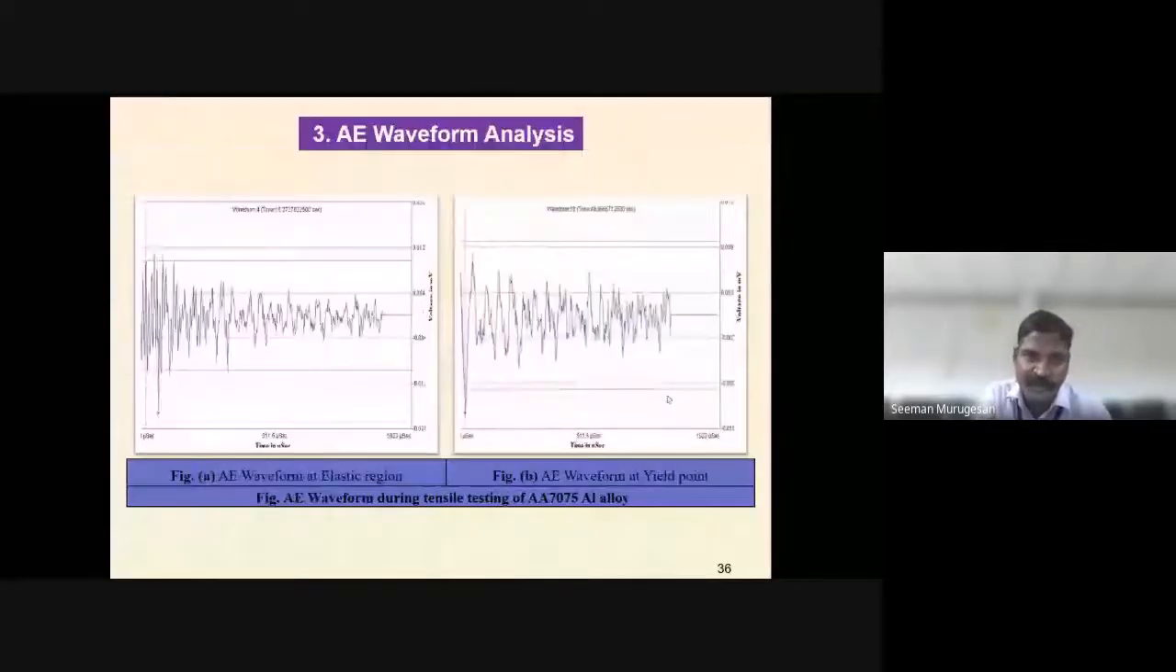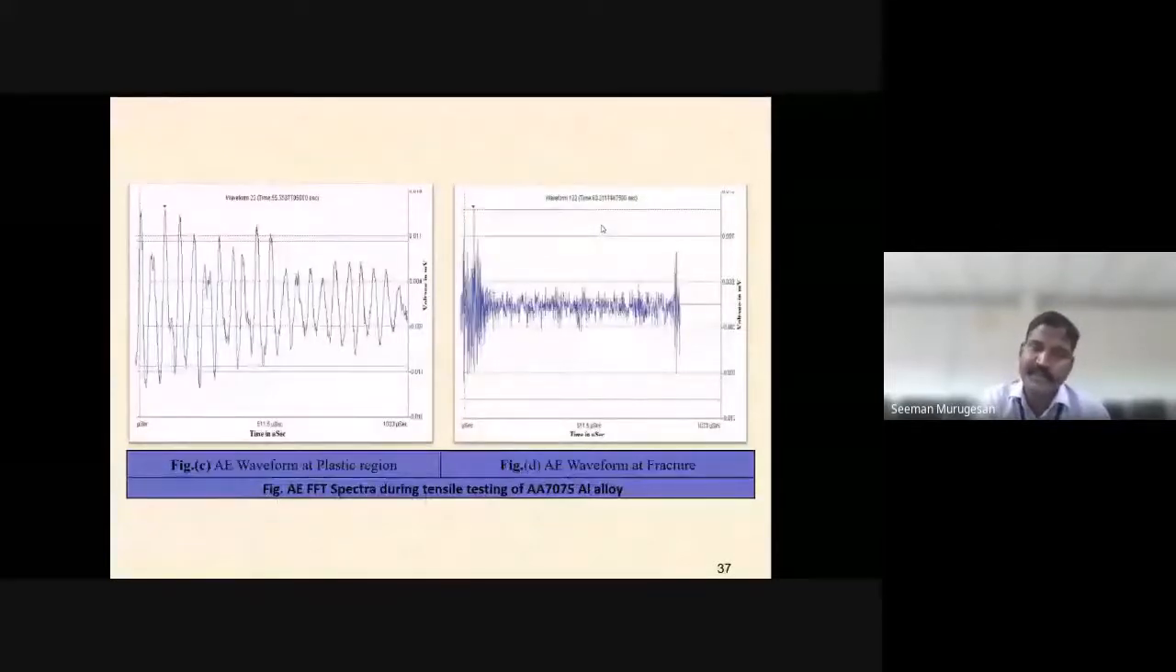You see the AE waveform in the elastic region around 15.2 seconds. This is the yield point waveform around 49.9 seconds. You see here both waveforms are continuous with the burst type of signal. The third one is the plastic region waveform, which is almost a continuous type of signal. But the waveform of the fracture is a burst type of signal.